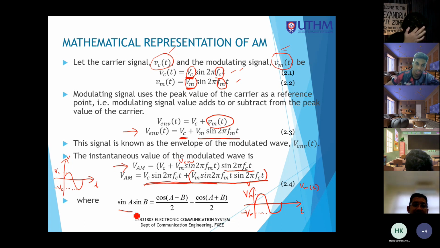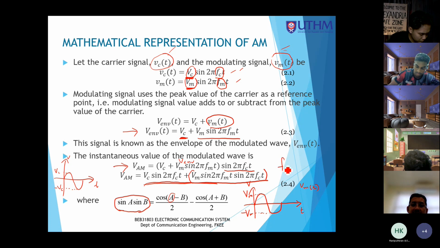So trigonometry identity menyatakan bahawa sin A sin B boleh dikembangkan kepada cos A minus B over 2 minus cos A plus B over 2. Trigo identity akan diberikan dalam equations yang dibekalkan kepada pelajar. So daripada sini kita boleh pilih A. Saya lebih gemar memilih A untuk frekuensi yang lebih tinggi. Dalam kes ini, frekuensi yang lebih tinggi adalah carrier.